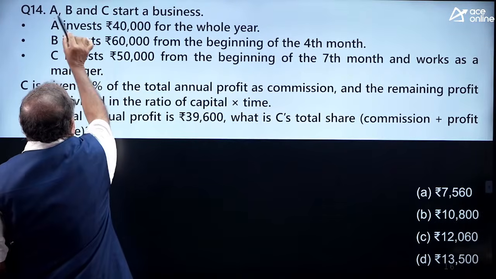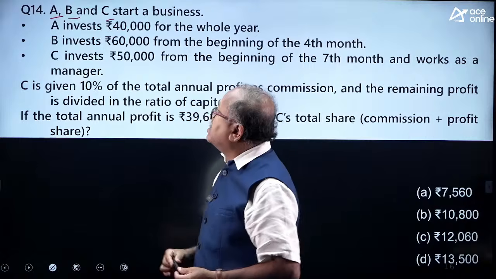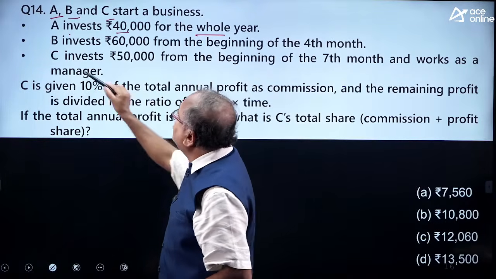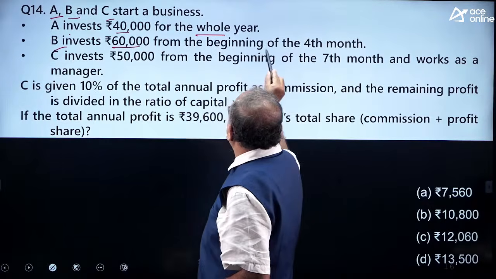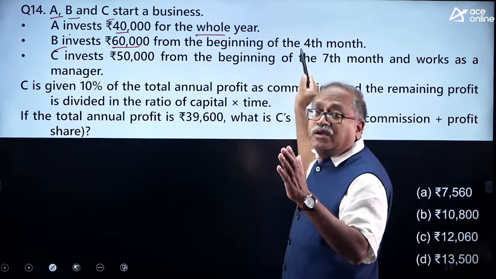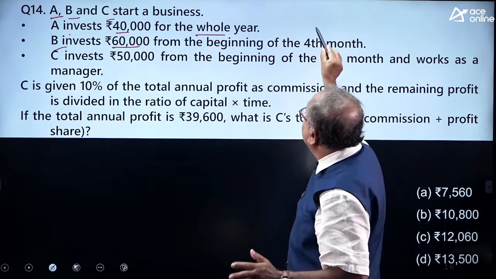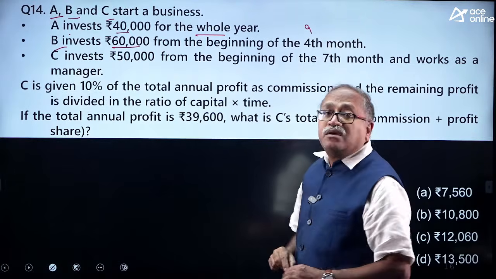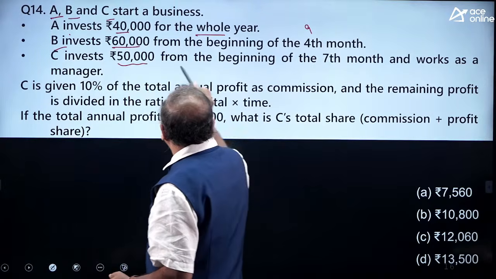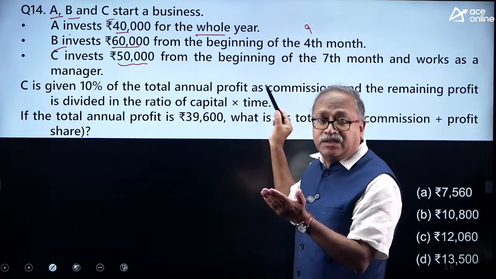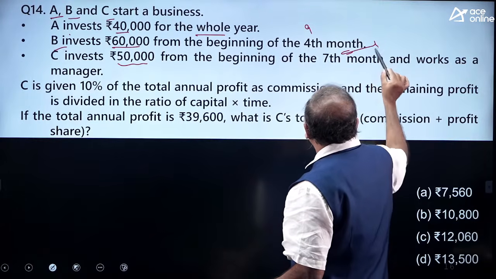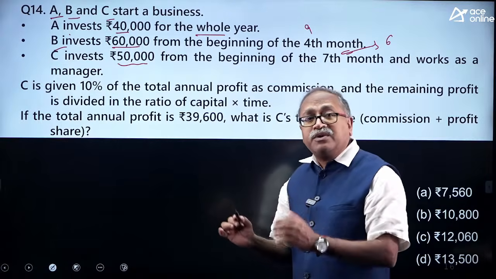Now, 3 persons are there, A, B and C, who start the business. A invests 40,000 for the whole year, B invests 60,000 from the beginning of the fourth month. That means he was absent for 3 months, so 12 minus 3, he was there for 9 months only. And C invests 50,000 from the beginning of the 7th month. That means he was absent for 6 months, so he was in the business for only the remaining 6 months.